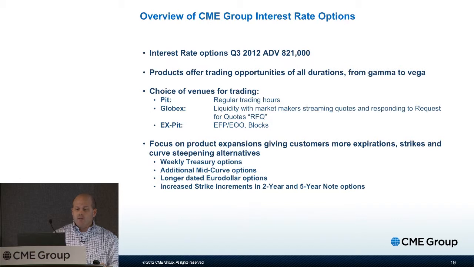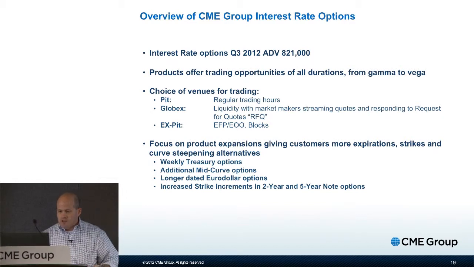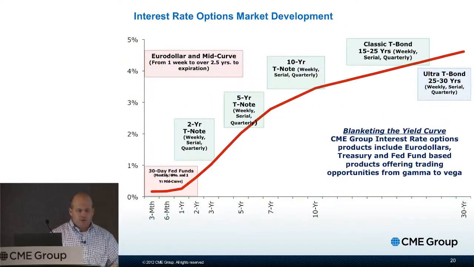In terms of trading, they trade in the pit, they trade on Globex. They also trade what we call X-pit, which is block trades. Very small percentage trades as blocks, way less than 1% in the Treasury options, and right around 3% in the Eurodollar options. A couple big new additions, which we're going to talk about, are weekly Treasury options, which Ankita talked a bit about, and the grain products. Mid-curve options, which I'll explain to all of you, and some longer-dated Eurodollar options.